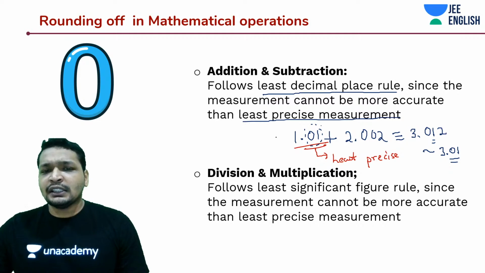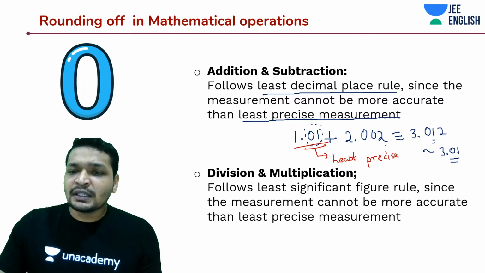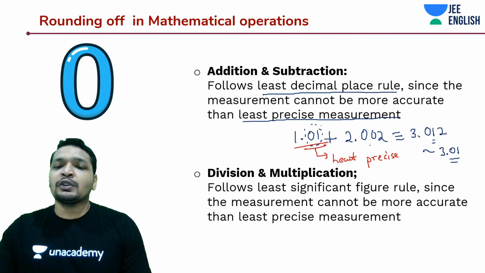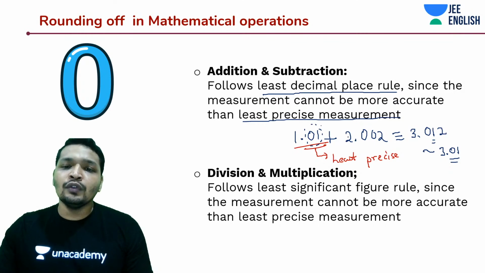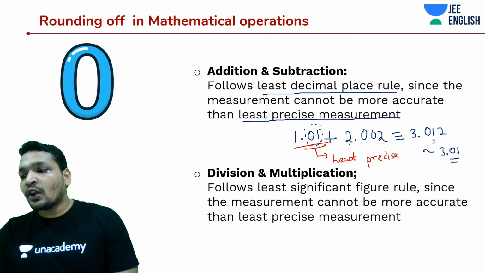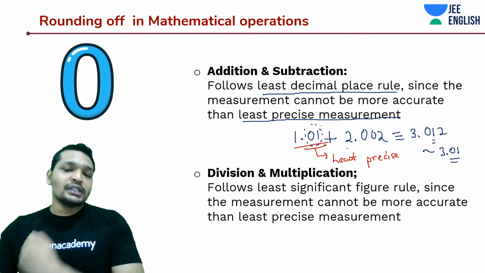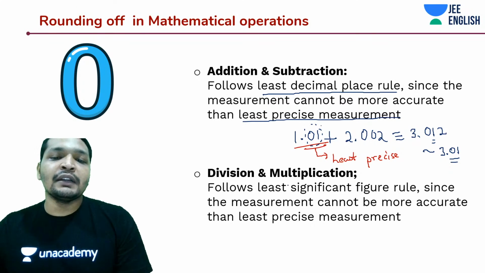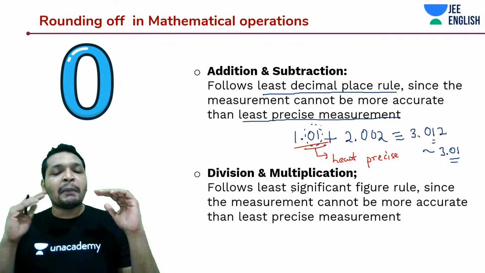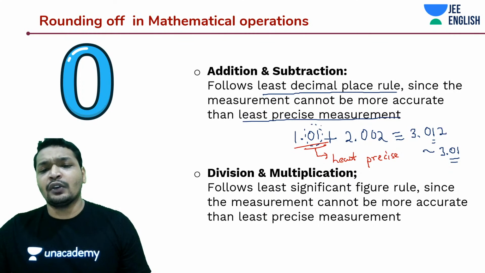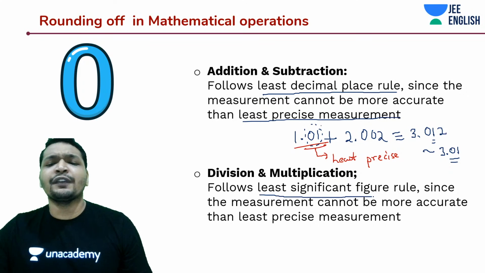Same goes for subtraction. If I give you two values and ask you to subtract them, you have to make sure there are only two decimal places. If I was subtracting 2.002 from 1.01, it cannot be more precise than 1.01. And how about division and multiplication? Division and multiplication follow the least significant figure rule. What is this least significant figure rule?